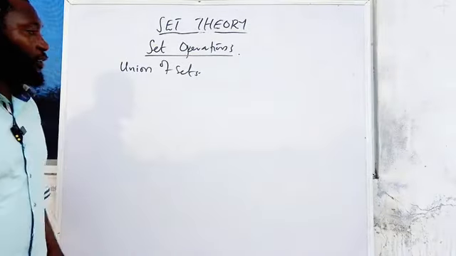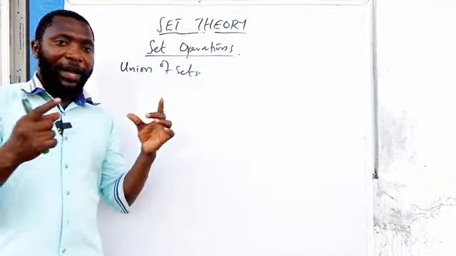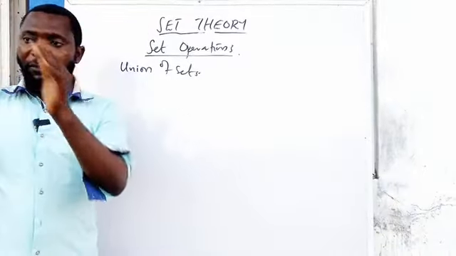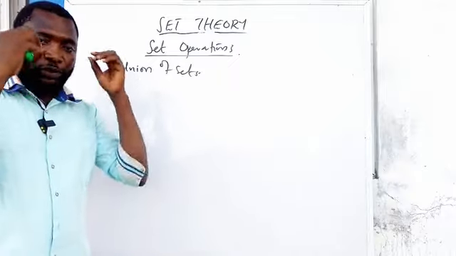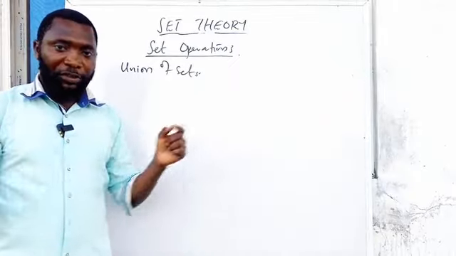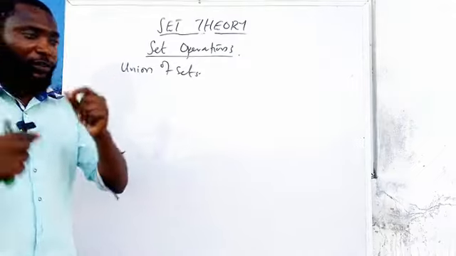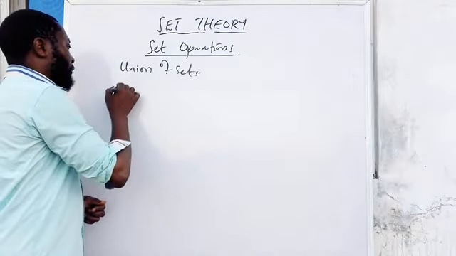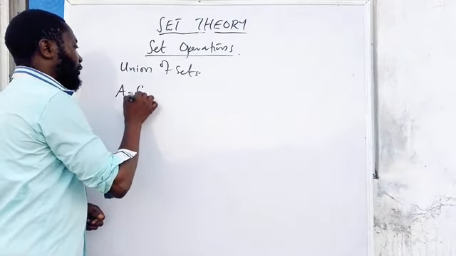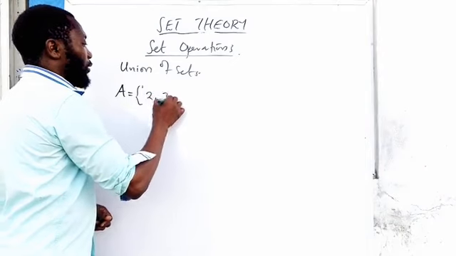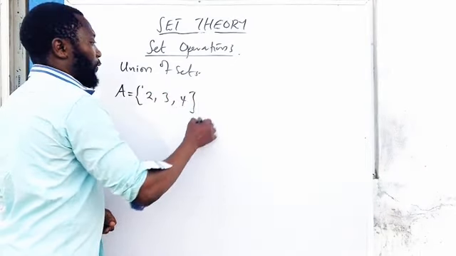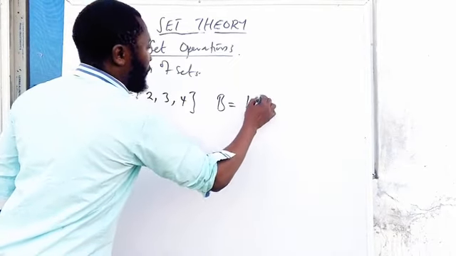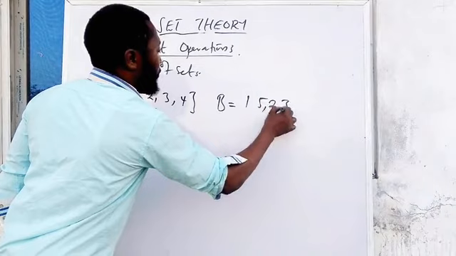Union of sets, you combine the members of set A with the members of set B. You combine them together. That is what we call union. Union means combination. You combine two sets together. So for example, let's say we have set A as 2, 3, 4. We have another set B as 1, 5, 2, 3.